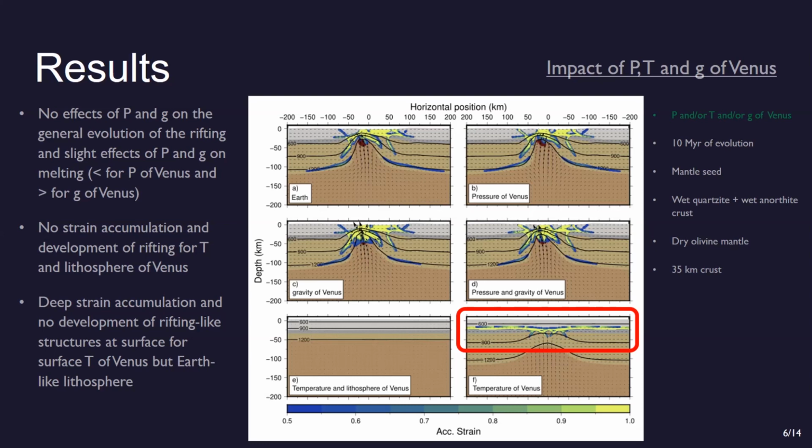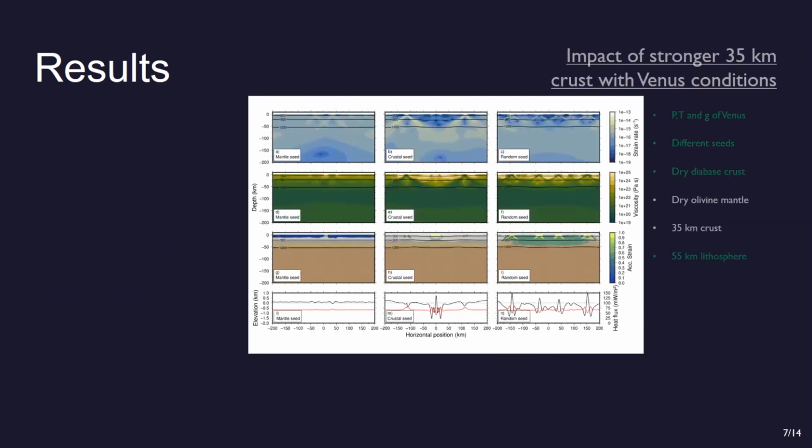So in the next slide, the first thing we tried was to make the crust stronger. Instead of the typical quartzite crust that we use in these Earth models, we now try a dry diabase crust with the temperature conditions of Venus, and we use different methods of initializing the deformation: either a seed in the middle, in the mantle, in the crust, or a bit more distributed.